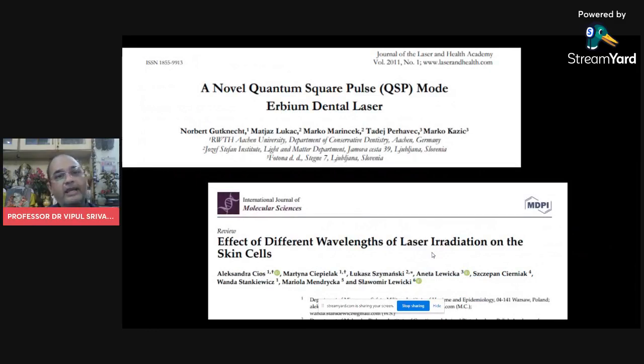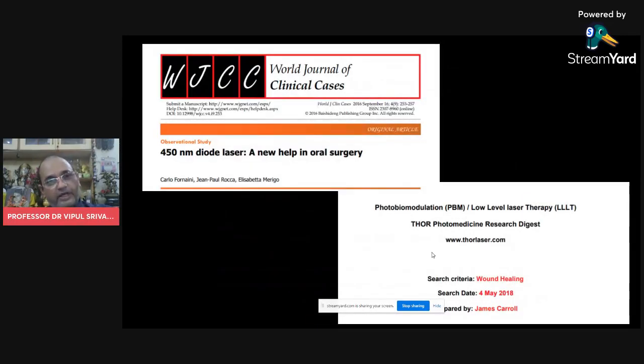Right. One more article I want to mention here checks the quantum square pulse of the erbium dental laser, then the effect of different wavelengths of laser irradiation on skin cells, and 450 nanometer blue laser, a new help in oral surgery.